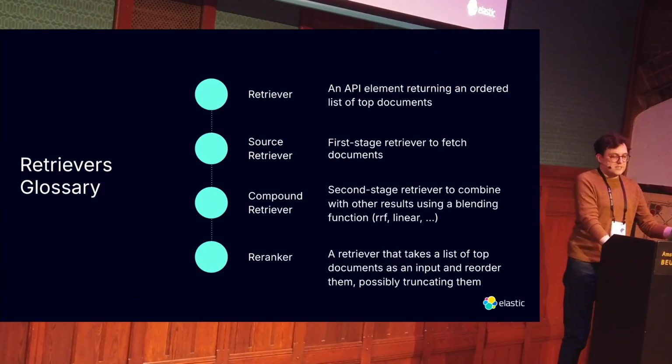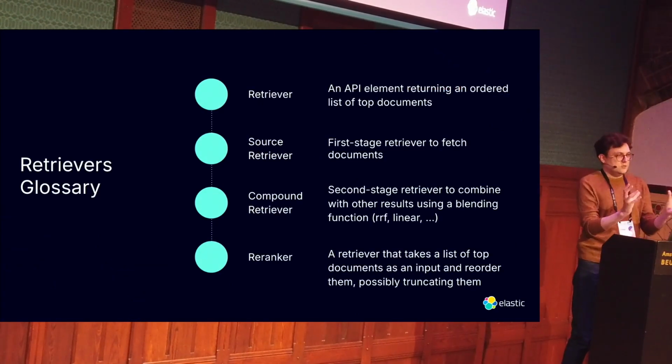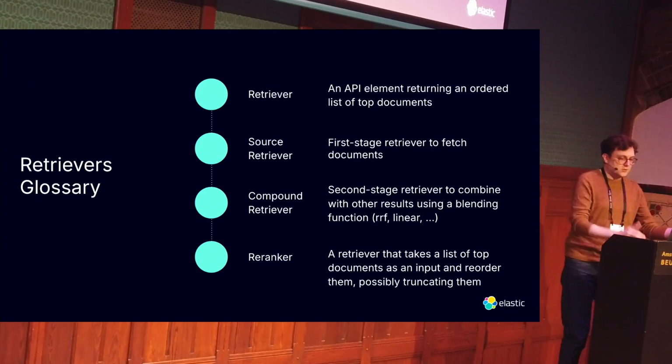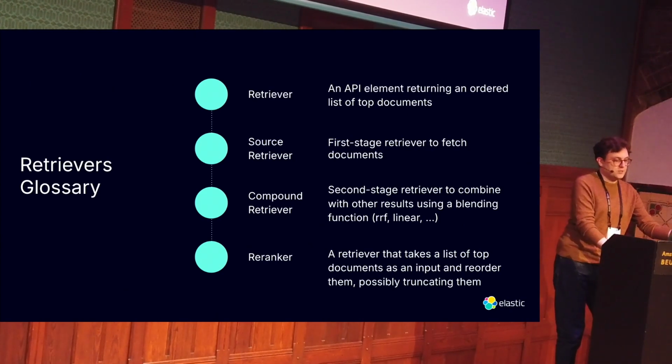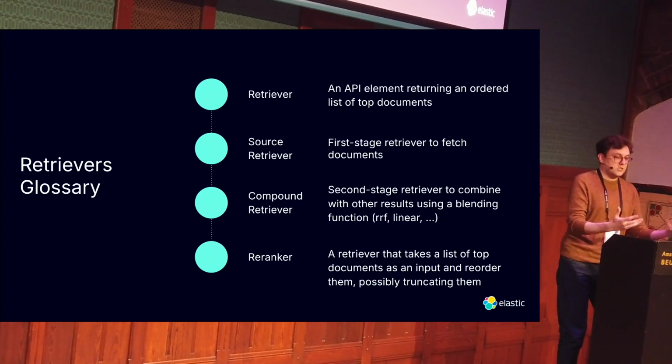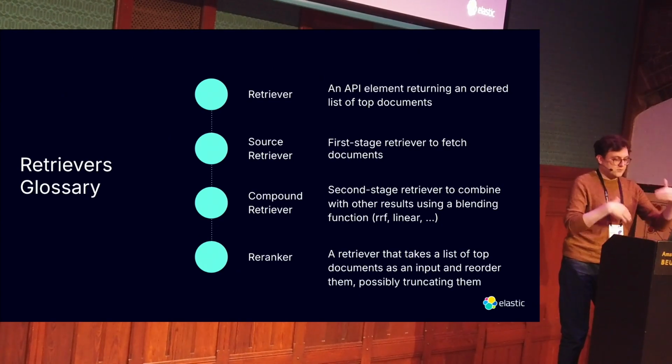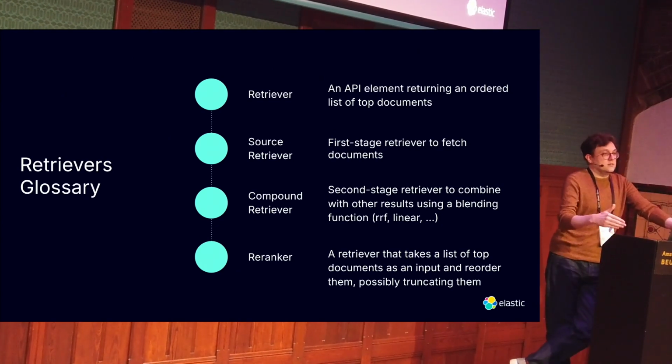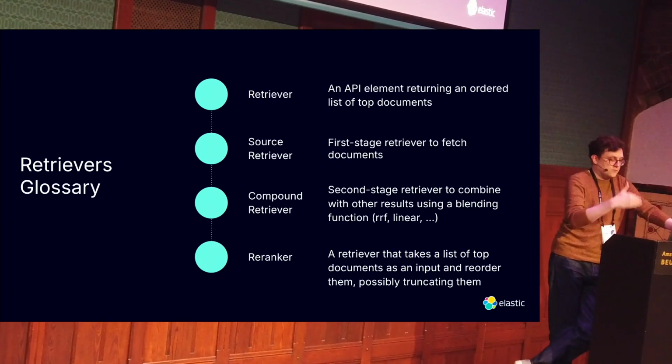We use a couple of terms for this. A retriever is any kind of query thing that retrieves documents. That's why it's a retriever. A source retriever grabs stuff from the source. A compound retriever takes the results from source retrievers and combines them, compounds them into a second set of documents. And then a re-ranker reorders the documents that you got from the first couple of retrievers.